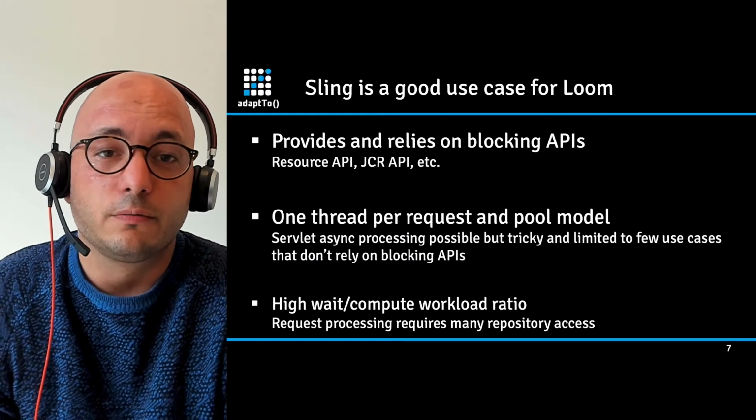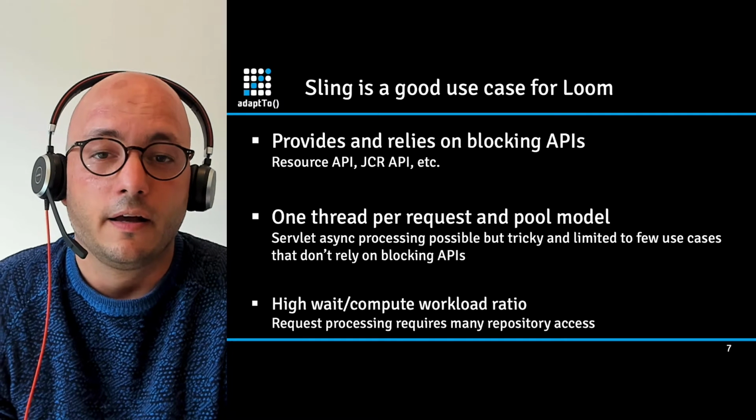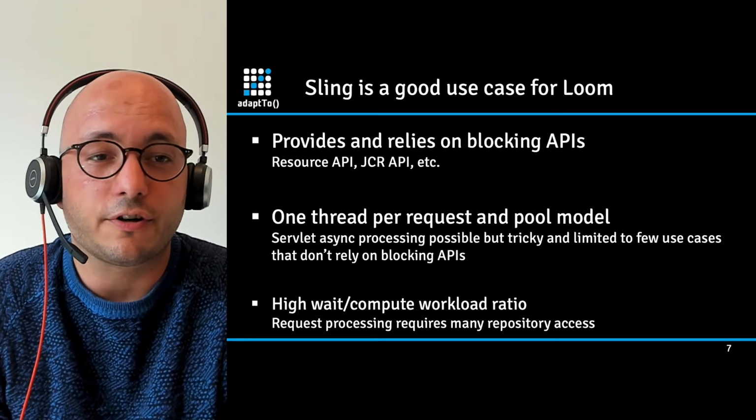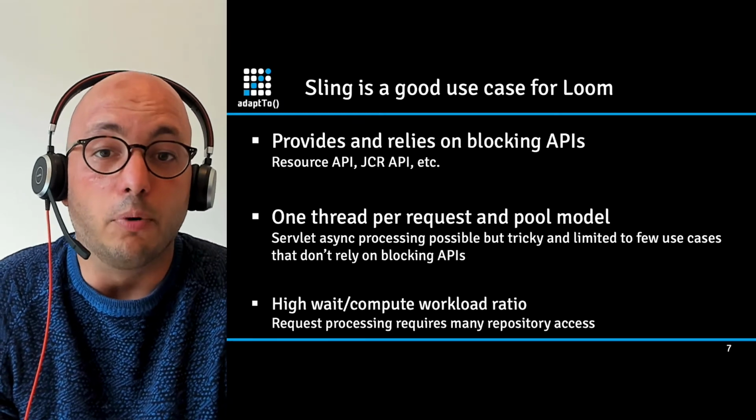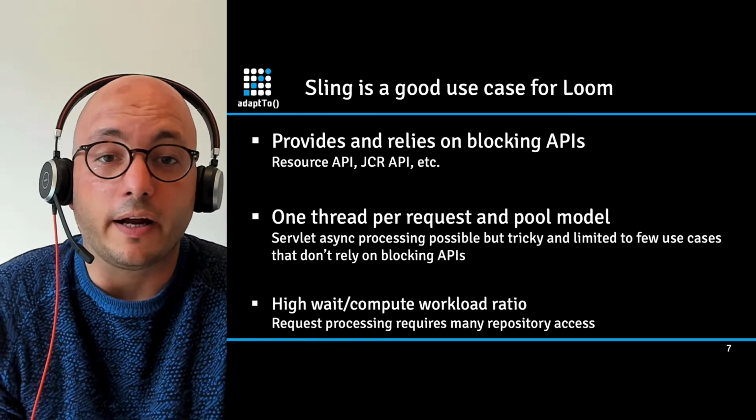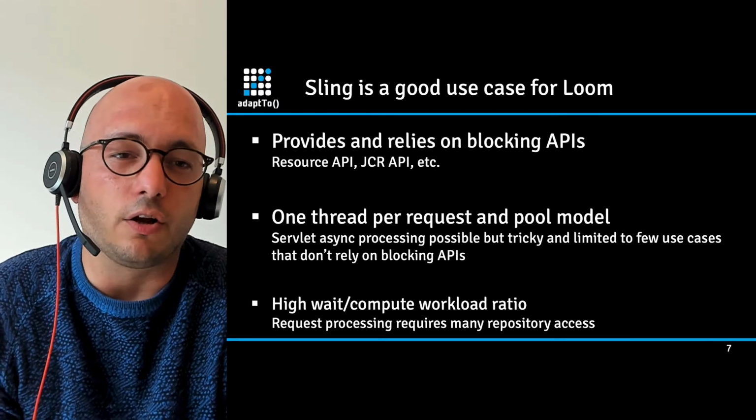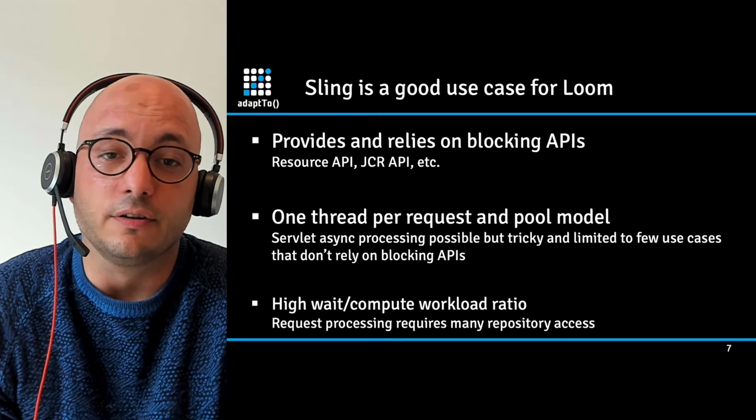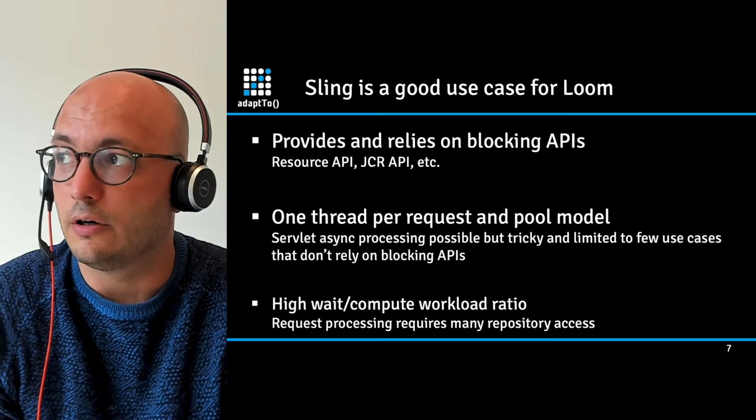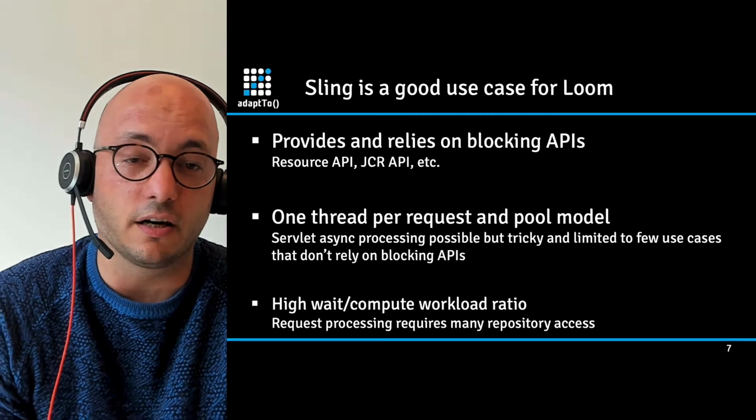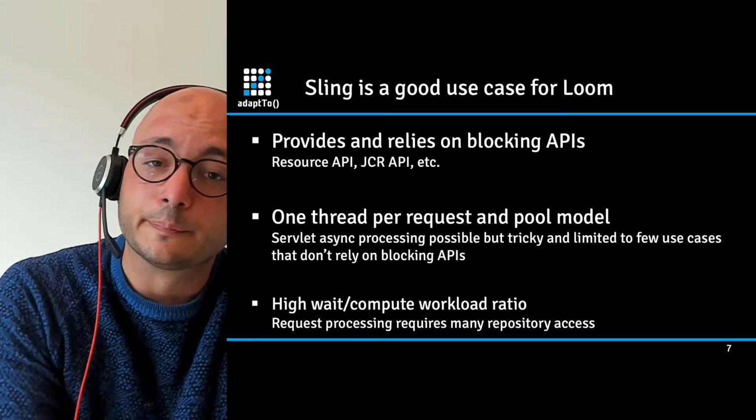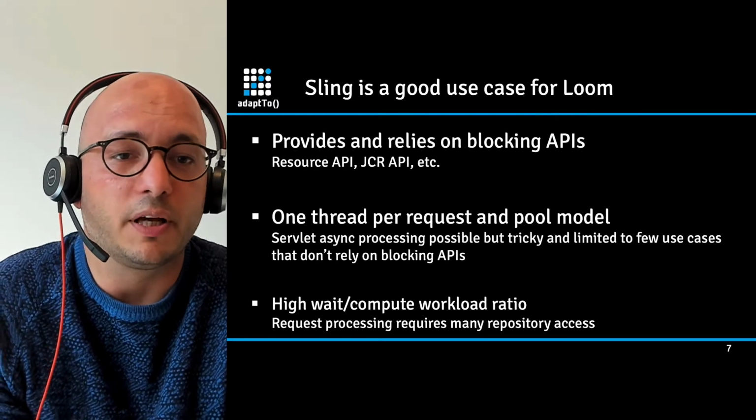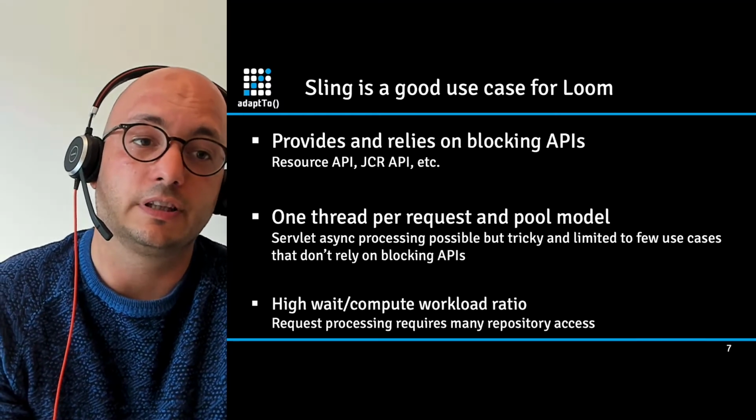Apache Sling is a very good match for Loom, and here's why. First, the core Apache Sling APIs like the resource resolver and their friends are blocking. It would be quite hard to add async APIs alongside the existing ones because Apache Sling itself relies on blocking APIs from a project like JCR. The JCR API is essentially blocking. So the potential to increase throughput while keeping blocking APIs is very appealing to Sling.